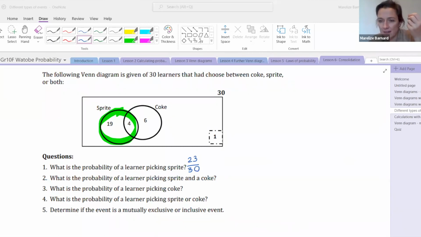Yes, Anati. Anati, ask your question. Madam, I was asking about they say it's 19 over 30. I wanted to know how, but you already explained it, which is we add 19 and 4 and then it becomes 23. Yes, that's right, Anati. Well done. Okay, now what is the probability of a learner picking Sprite and Coke? Pop that in the chat.